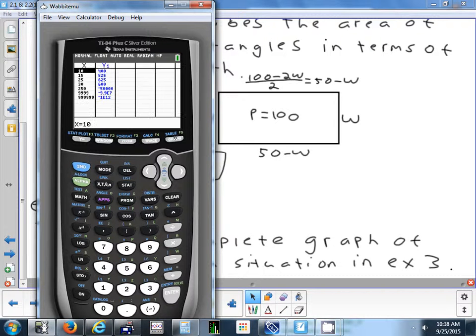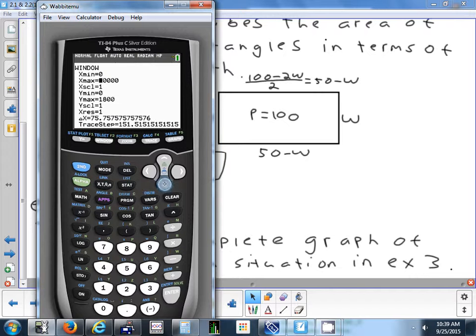Okay, let's look at our table. We can see values up around 500, 600, 600. So maybe a good idea for the y max would be somewhere around 700. Y min 0, that's fine, because we're not going to have negative area. As far as x max, well, that's my width. The width can't be any bigger than 50.